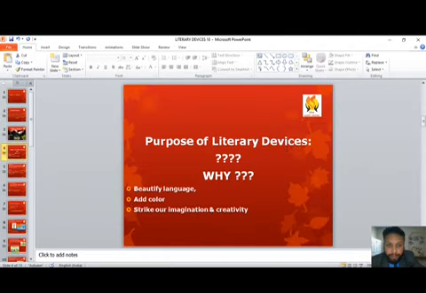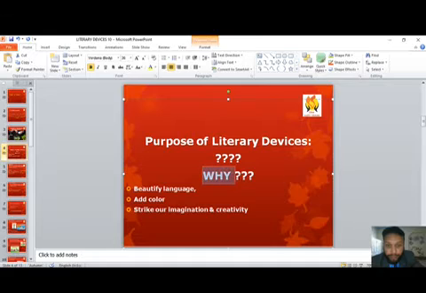So what is the purpose of literary devices? Why do we use them? What is the need? As I said earlier, the need of literary devices is to beautify language. It will make your language beautiful, it will add colors to your language, and it definitely will strike your imagination and creativity. I want you to focus a little here on how it will strike our imagination and creativity.